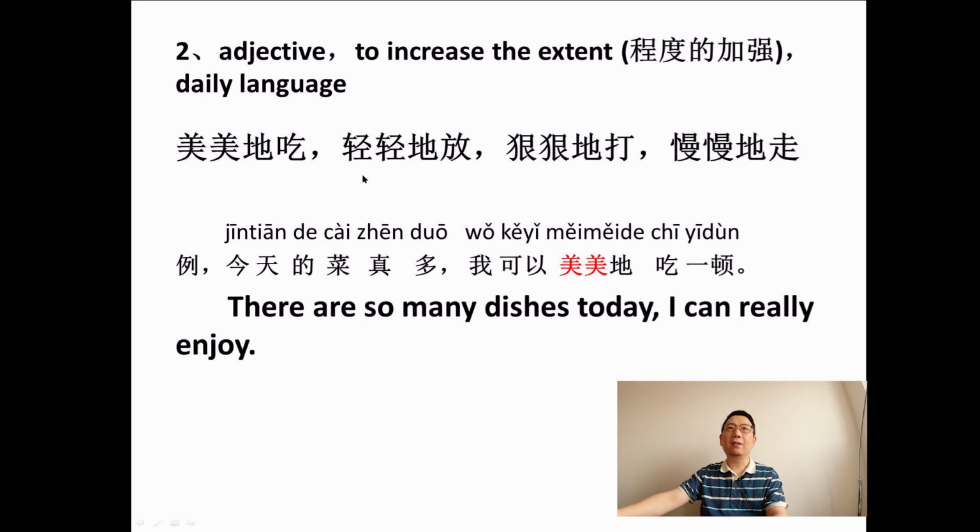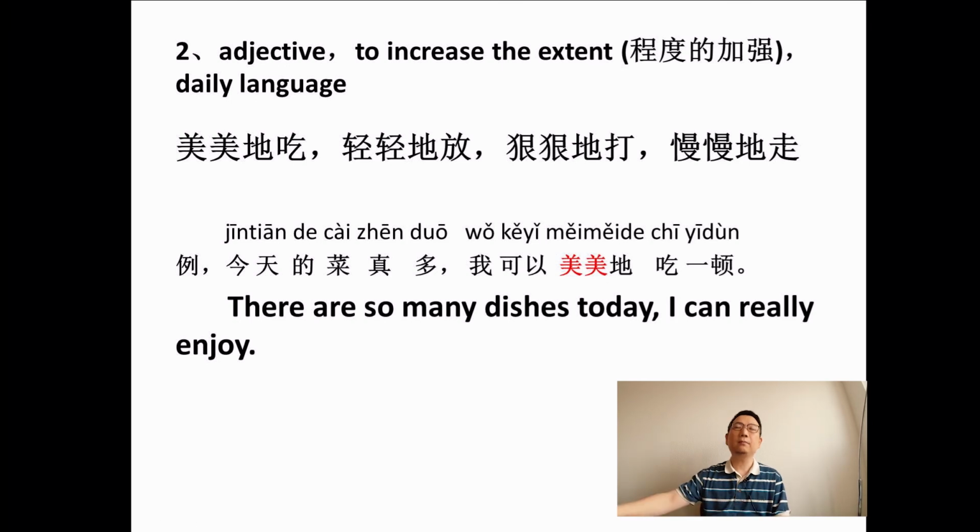We have also here 轻轻地放. 轻放 means you put something very lightly, but it's quite general. It cannot give you this image in your brain. But if you say 轻轻地放, it means you put this thing very carefully and put it there so lightly. You can imagine it. You can have this feeling.